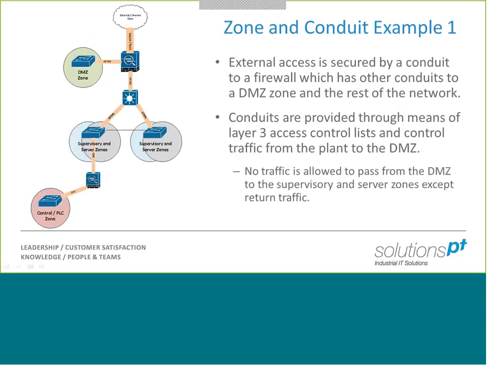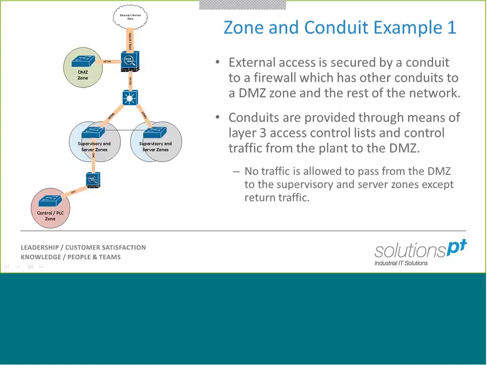So let's have a look at our first example. If we start from the top and move our way down to the bottom, we've got our zones defined in our coloured circles, and our conduits are defined with our orange coloured pipes, if you will. So our external access zone is secured by a conduit to our firewall, that first device at the top. And that has other conduits to a DMZ zone and the rest of the network.